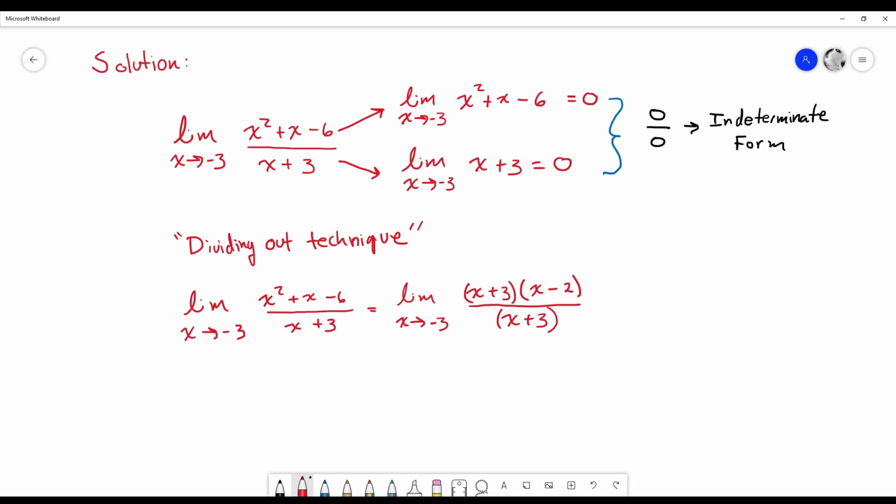Notice that I have the same term in the numerator and the denominator, so I can cancel them out, and I'm left with the limit as x approaches negative 3 of x minus 2, which if I do direct substitution will be negative 3 minus 2, negative 5. So the limit of the original is negative 5.